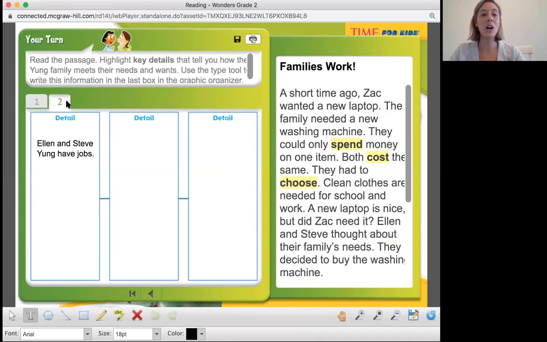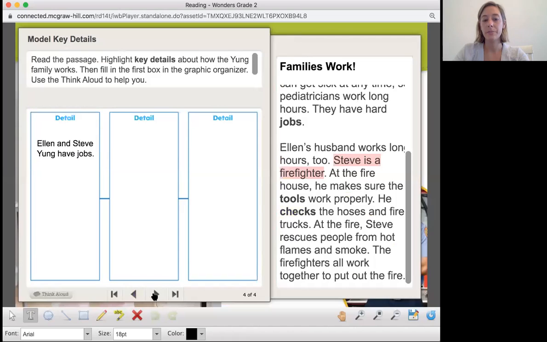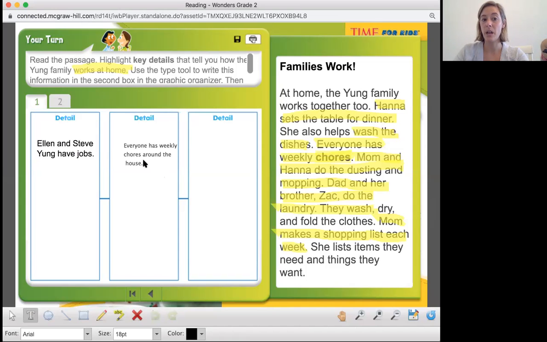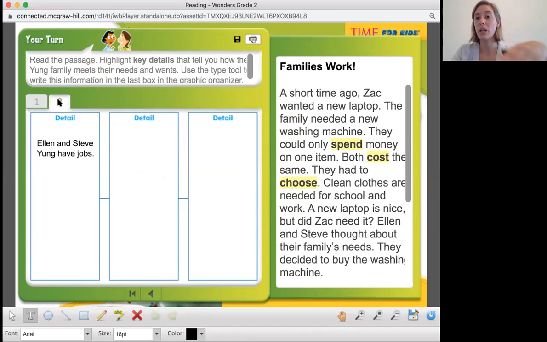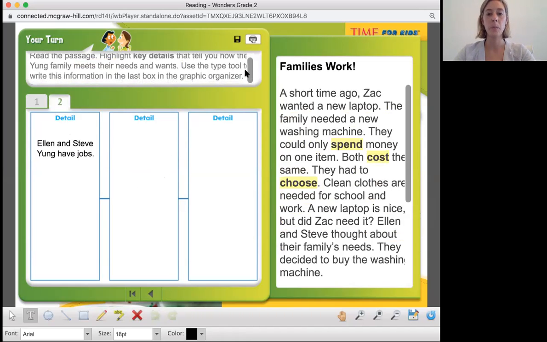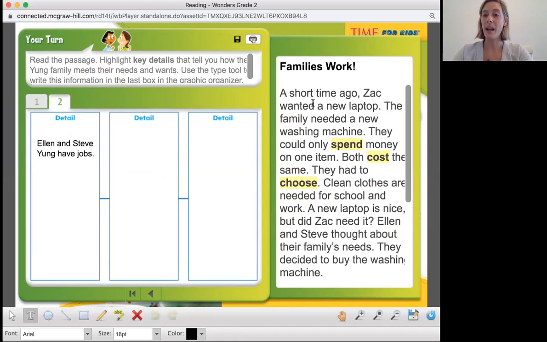All right, so let's move on to one last key detail. Okay, so again, asking a question and answering that question. So I know that it erased that middle detail, but if I go back, it's still there, okay? But if I just move to this number 2, it's gonna be erased, but that's why you have it written down on your middle detail, right? Okay, so our next one. Highlight key details that tell you how the Young family meets their needs and wants, okay? So we have to reread to find out how the Young family meets their needs and wants.